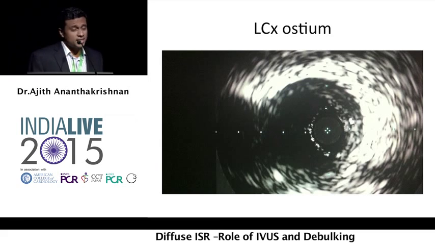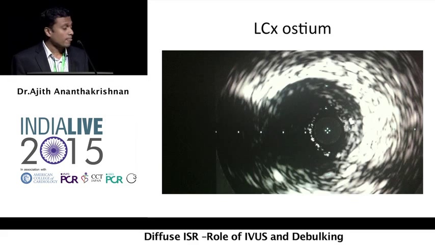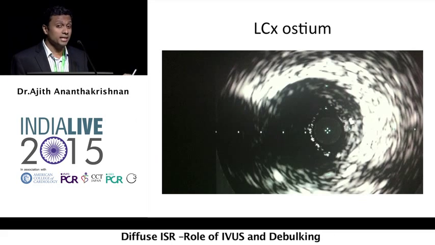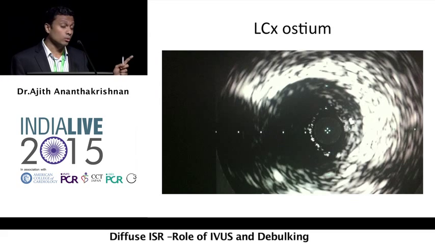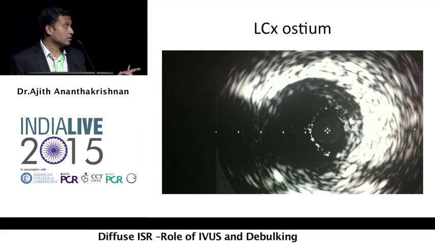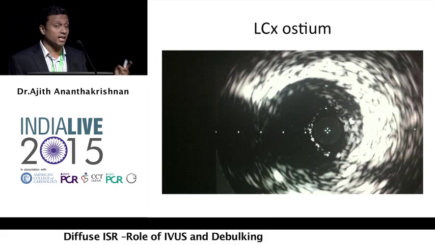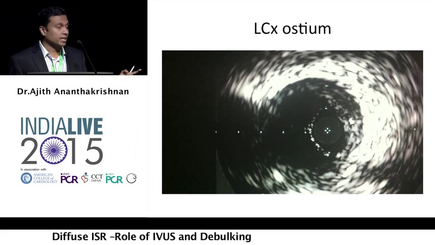So with this, we planned debulking with rotablation. Two things we should remember when we do rotablate in in-stent restenosis. One, you rule out significant underexpansion, because otherwise you're going to cut through the struts. Second thing is that you should rule out stent fracture, because the fractured stent will again hit the burr, and then you have catastrophic complications.